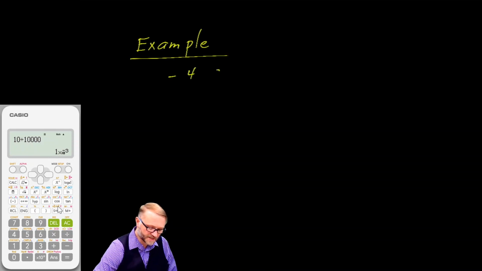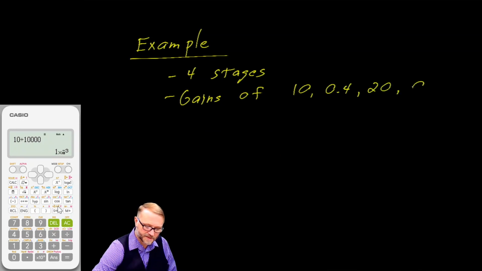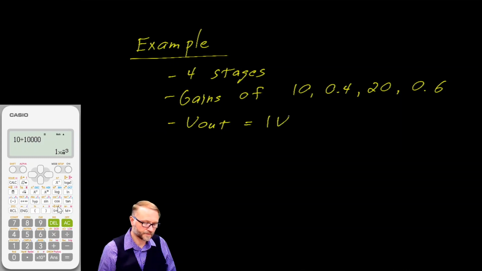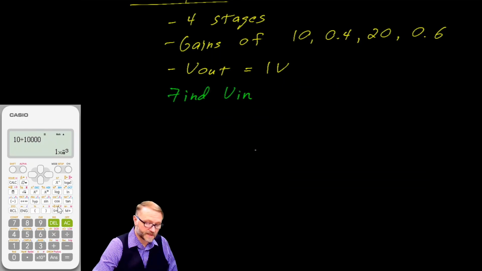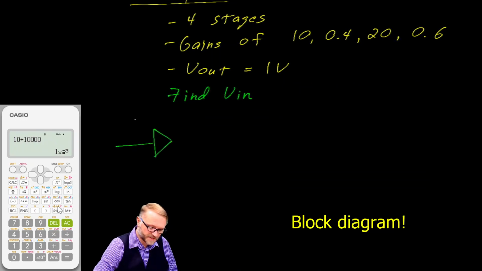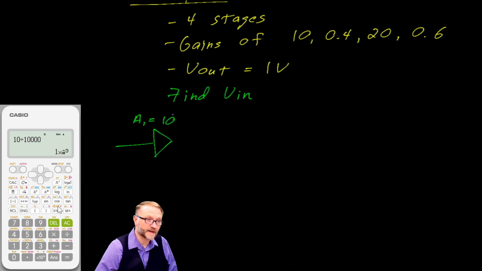Here's another example. This time we have 4 stages, and we have gains of 10, 0.4, 20, and 0.6. Final thing is we'll assume the output voltage is equal to 1 volt. Our objective is to find V in. We'll start by sketching a picture. Because it has a gain of 10, gain 1 is equal to 10, that is an amplifier. The second device is an attenuator. We'll sketch that as a resistor.